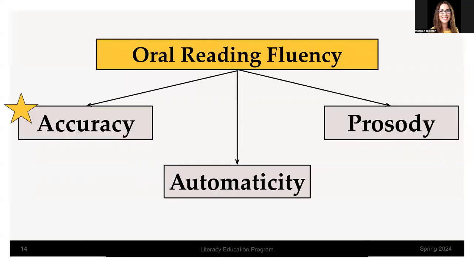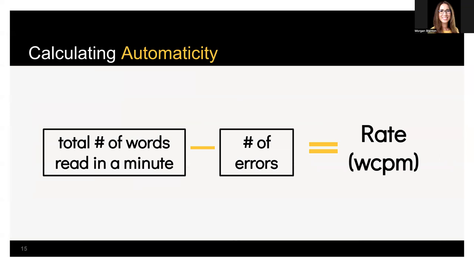So thinking about accuracy, we've looked at accuracy, and now we're going to think about automaticity. Calculating automaticity. This is where you think about those errors. So the total number of words a student read, you're going to take away the number of errors. And then that's going to tell you how many words correct the student read in 1 minute.